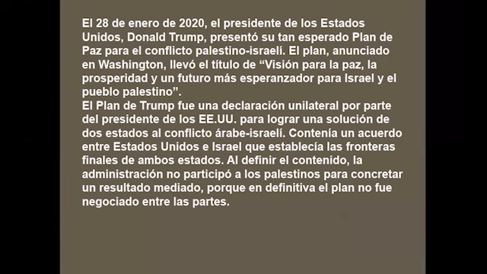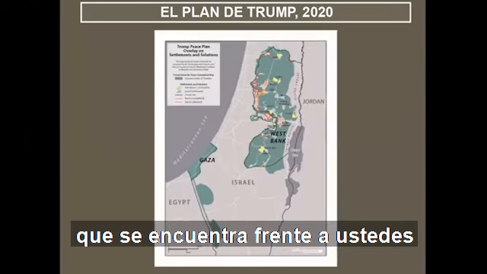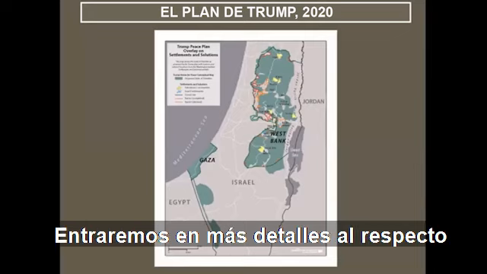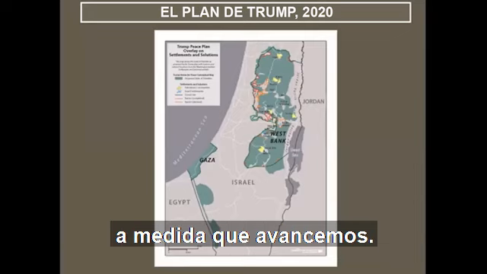The Trump plan was a unilateral statement made by the United States for a two-state solution to the Arab-Israel conflict. It contained a U.S.-Israeli agreement that set forth final borders for two states. In arriving at the plan's contents, the administration did not receive any Palestinian input to warrant a definition of what a mediated outcome should be. It was not negotiated between the parties. And as you can see from the map in front of you, that was essentially what the Trump peace plan was to look like. We'll go into further detail about it as we move forward.